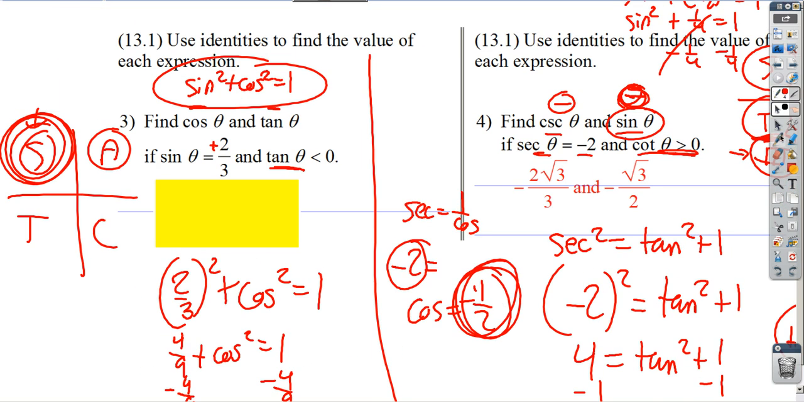At least we found that much. So negative √5 over 3. How do we find tangent? Well, we need to keep an identity in mind. Tangent is equal to sine over cosine, and we have both of those now.